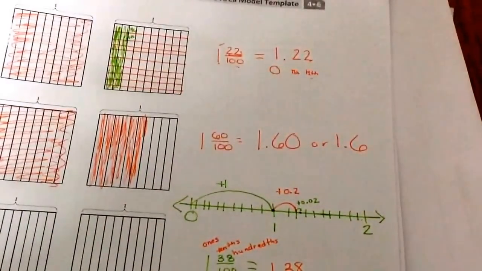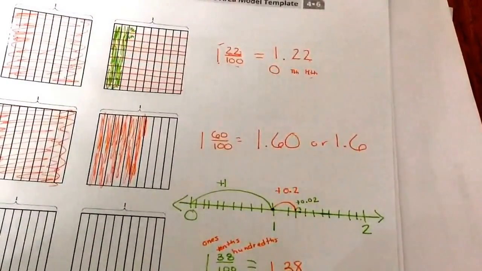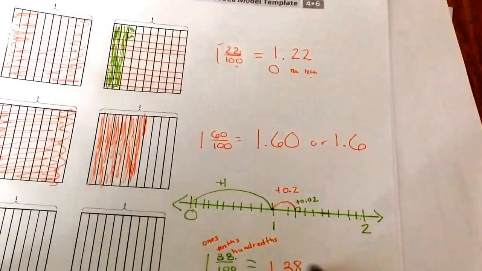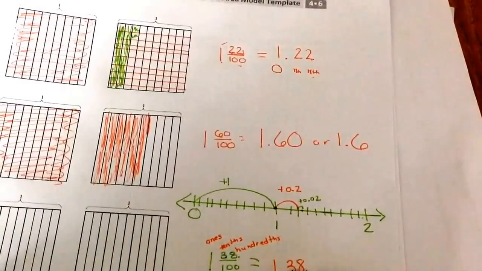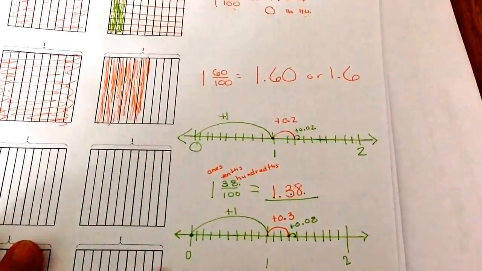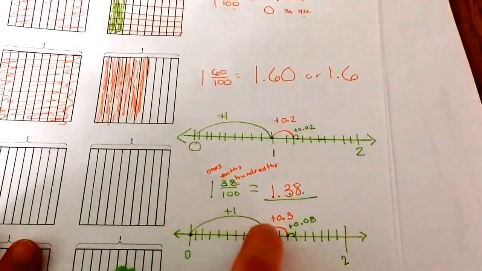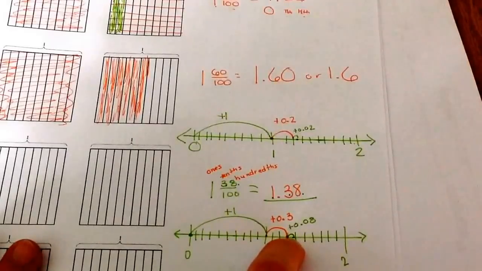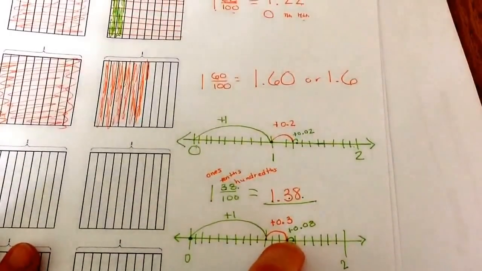First off, your decimal should be 1.38. Tenths, hundredths. Tenths, hundredths, wholes. Then there's your number line. I went 1 whole, 3/10, 8/100. Smaller and smaller. Thousands would be even smaller, but we're not going to go there right now.